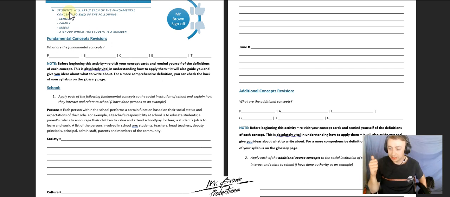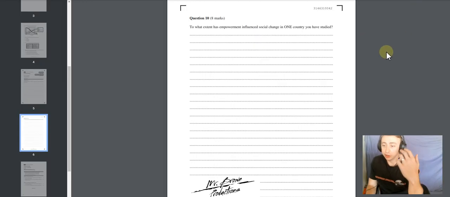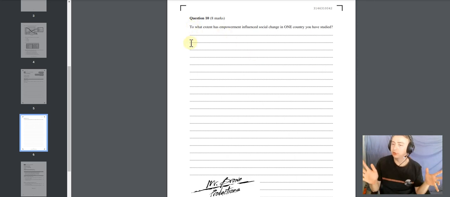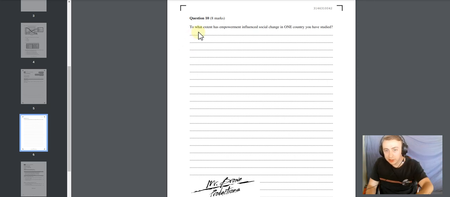And typically they will have a syllabus dot point as a reference point, but then they will throw in a concept randomly to try and trick you up, okay? I'll give you an example. This is the 2021 HSC. Now you guys haven't done this topic, but I'm just trying to prove my point. The question is: to what extent has empowerment influenced social change in one country you have studied?